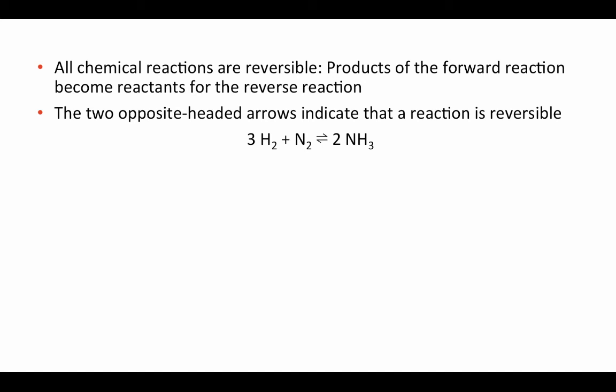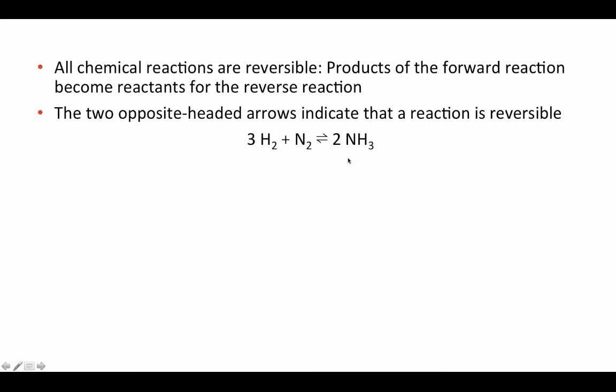But if we think of the products of the forward reaction, they become the reactants for the reverse reaction. So in this case, with molecular hydrogen combining with molecular nitrogen to form NH3, or ammonia, it's also possible for this ammonia to dissociate again back into hydrogen and nitrogen gas. And we usually assign the reactants and products according to which way the majority of the reaction will go.